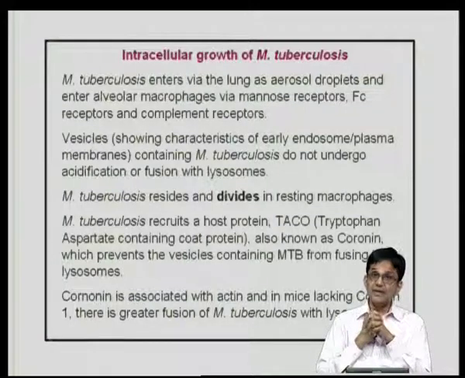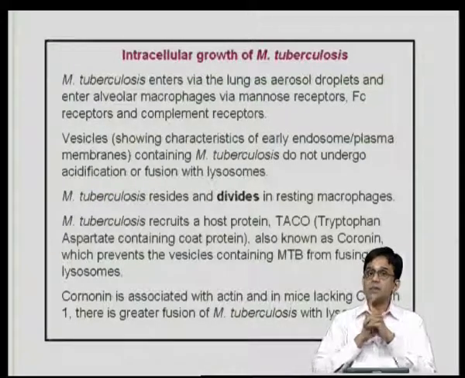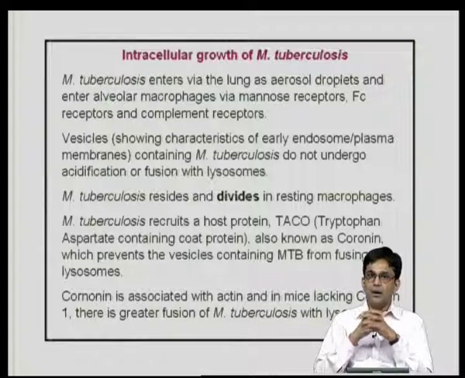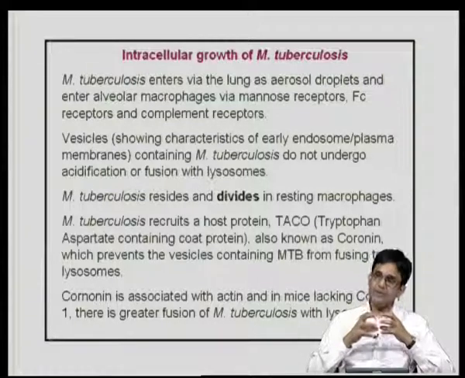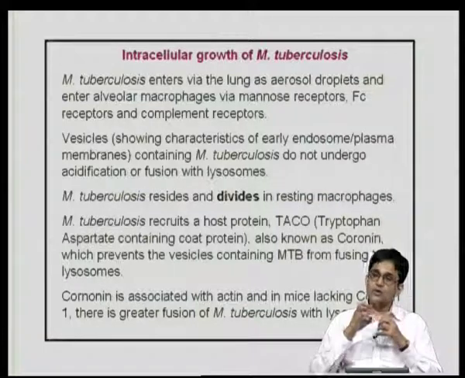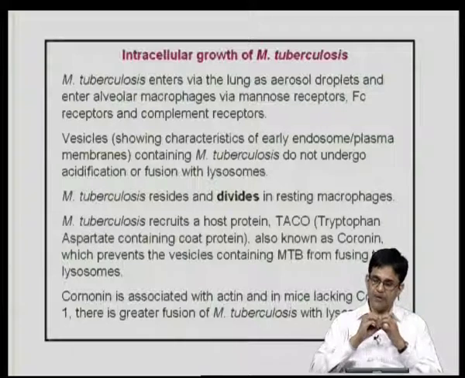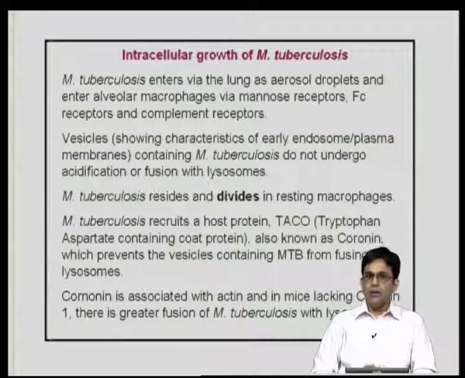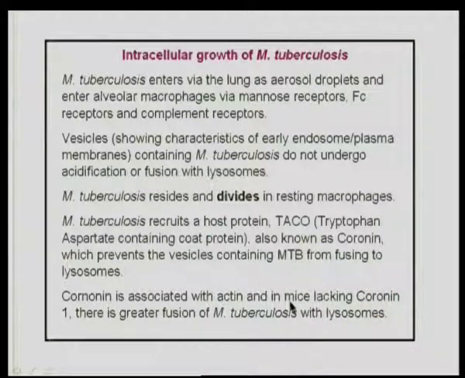So, M. tuberculosis resides and divides in resting macrophages, not in activated macrophages, but in resting macrophages. Now, how does it do that? M. tuberculosis recruits a host protein known as coronin. Previously, it was known as TACO, tryptophan aspartate containing coat protein, and it prevents the vesicles containing MTB from fusing. So, what Mycobacterium has done, it has got very smart. It recruits a host protein, which enables it not to fuse with lysosomes, and that again is very much in the interest of the bacterium. Now, coronin is associated with actin, and in mice lacking coronin there is greater fusion of M. tuberculosis with lysosomes, which is the important part.